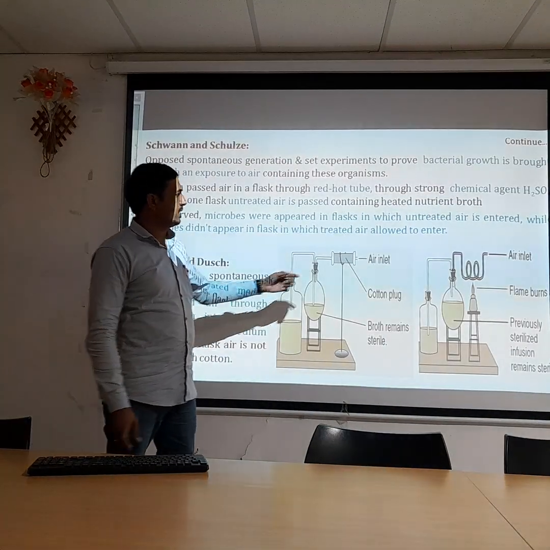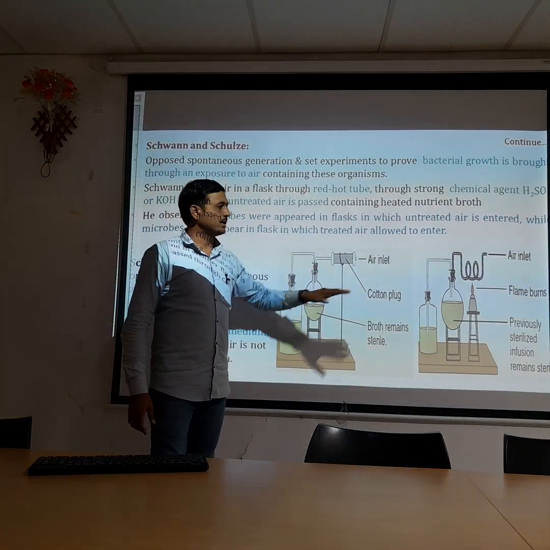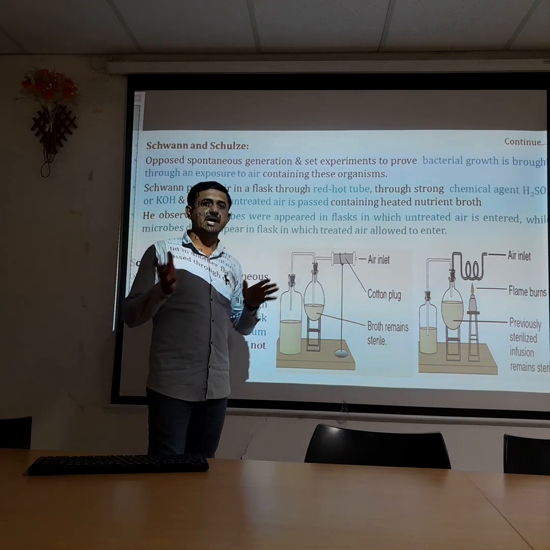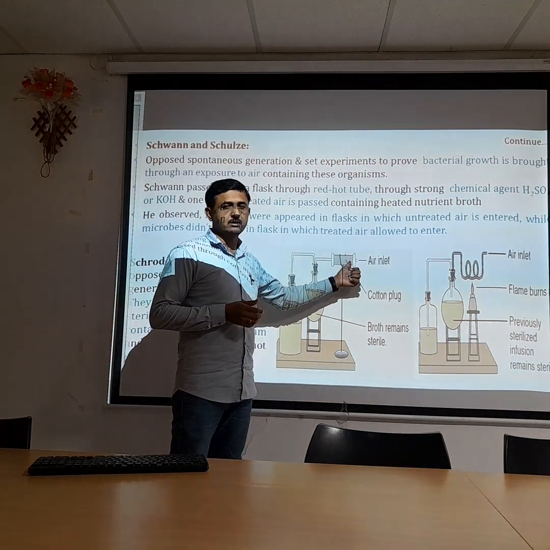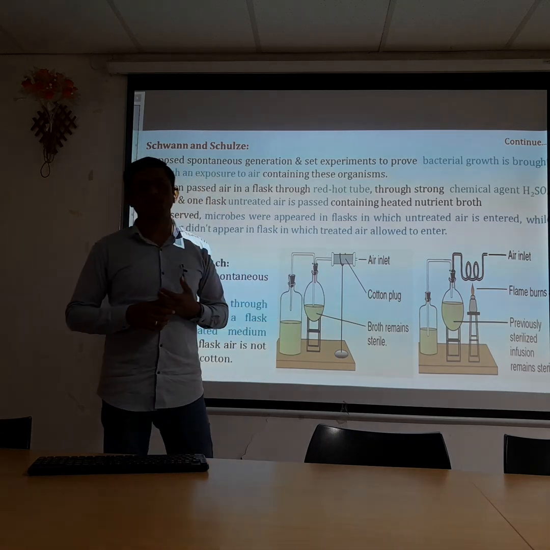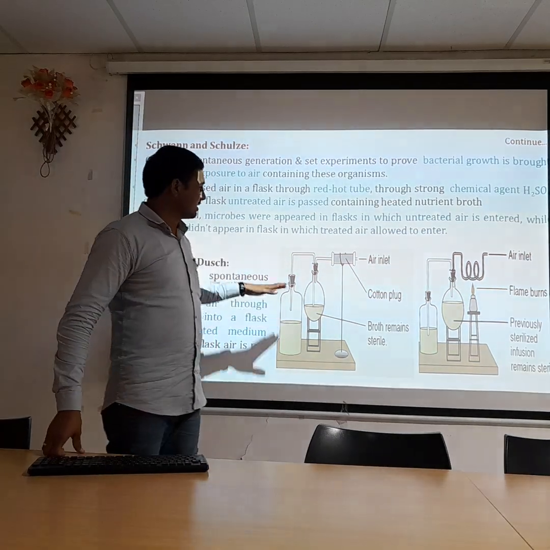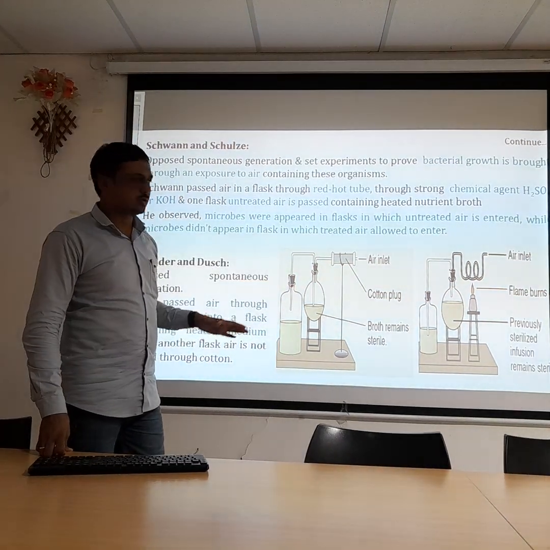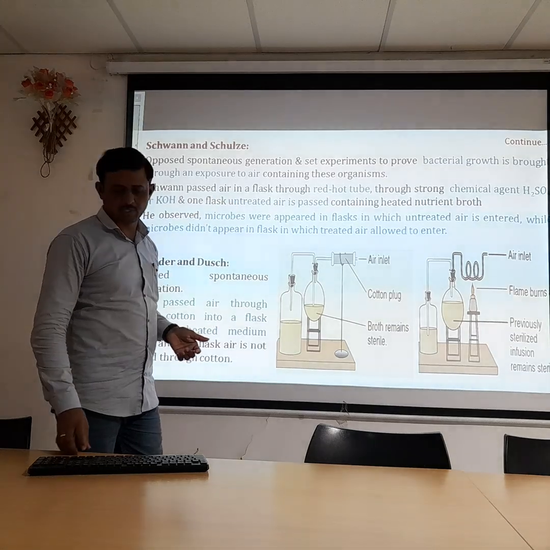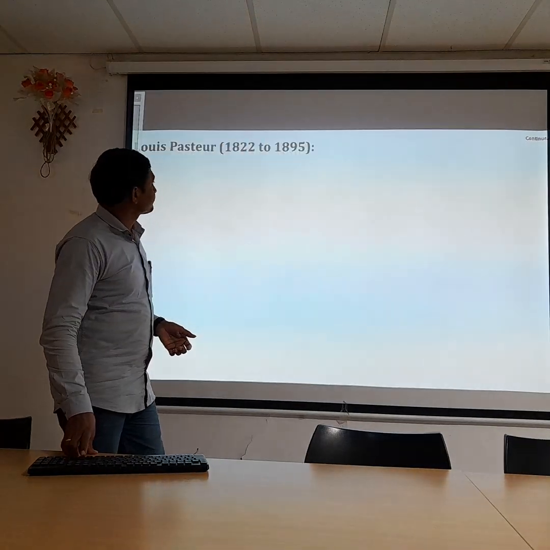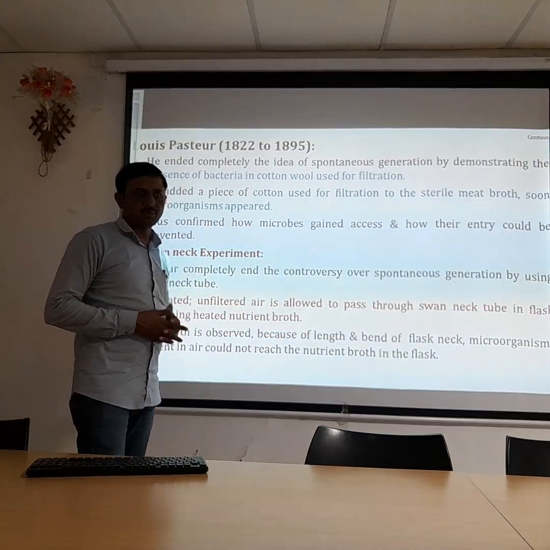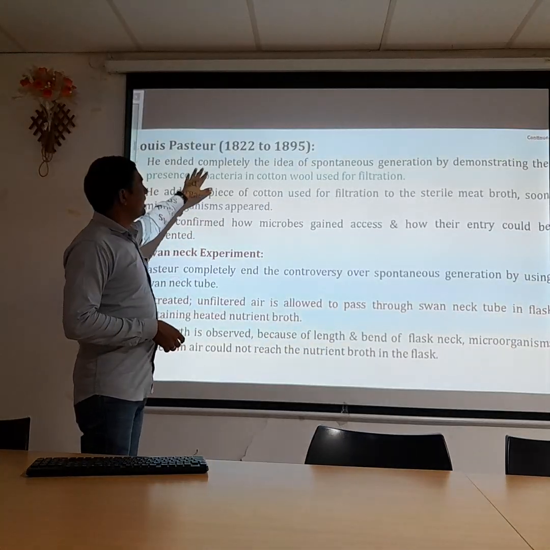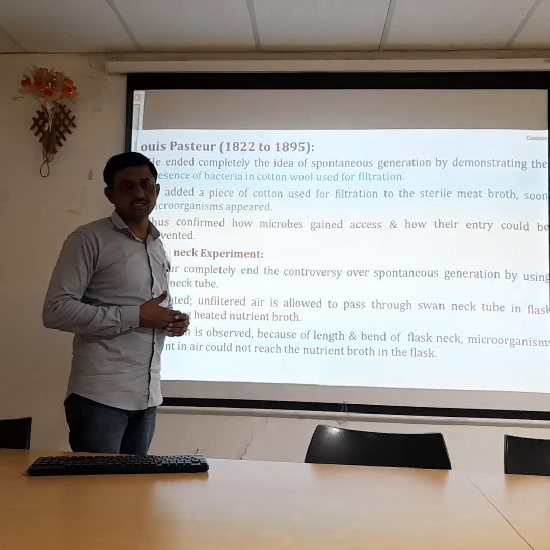So he said that all the microbes or dust particles which carry the microbes present in the air are trapped at that sterile cotton, and that's why the flask remains sterile. So here again is evidence against spontaneous generation. Now one of the other contributors, Louis Pasteur, set up another experiment, and he found that he completely ended the theory of spontaneous generation.